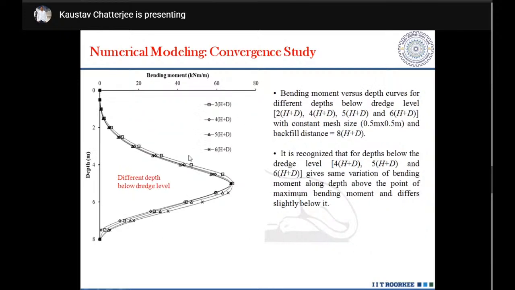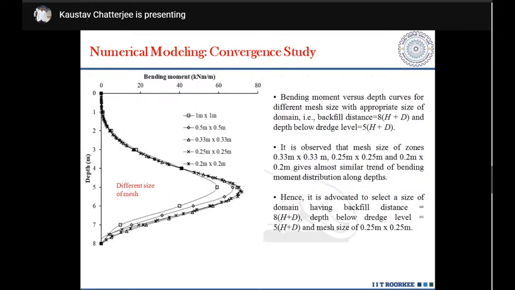Next, we have determined the depth. We have assumed different depths, that is 2, 4, 5, and 6 into H plus D, with a constant mesh size of 0.5 meter by 0.5 meter, and a backfill distance of 8 into H plus D. We have seen that for 4, 5, and 6 H plus D depths, the bending moment along the depth above the point of maximum remains almost the same, and differs slightly below. That is, almost the same results are observed. So from this case, we can fix the depth.